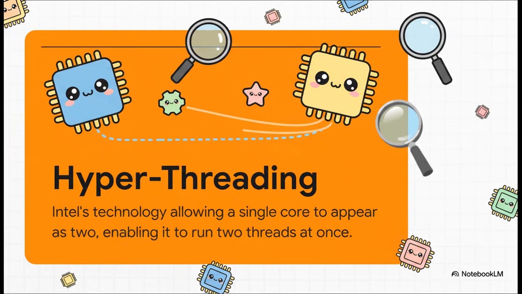But wait, it gets even more clever. Intel came up with this really neat trick called hyperthreading. What this does is it allows a single physical core to handle two separate instruction streams, or threads, at the same time. It essentially fools your operating system into seeing two processors where there's only one, which massively cuts down on wasted time and makes everything feel snappier.